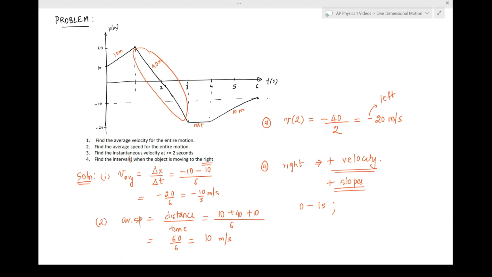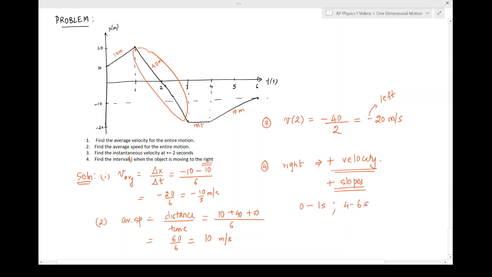Then we see that from 1 to 3 seconds, the object is traveling in the negative direction. We found in part 3 that the velocity there is negative 20 meters per second. So that's not good. That's where the object is moving to the left. From 3 to 4 seconds, the object is at rest, nothing's happening. But from 4 to 6, we see that the object is once again moving to the right. So the correct answer for this part would be from 0 to 1 second and then 4 to 6 seconds.